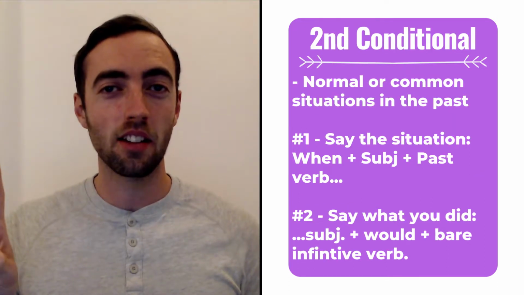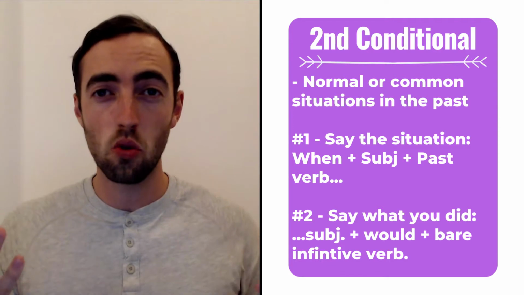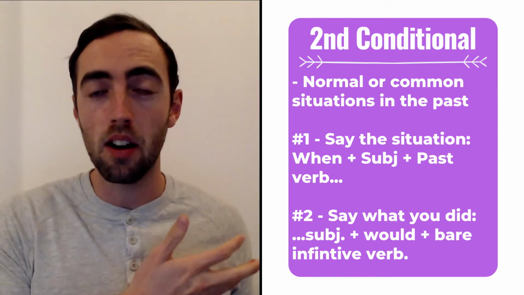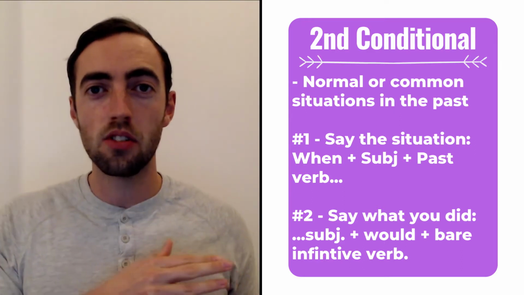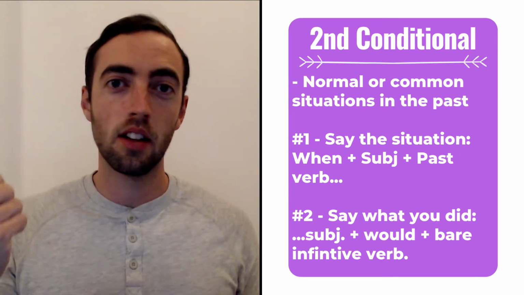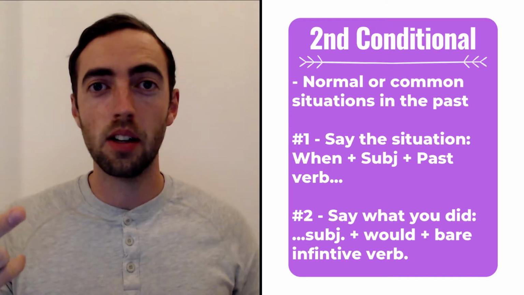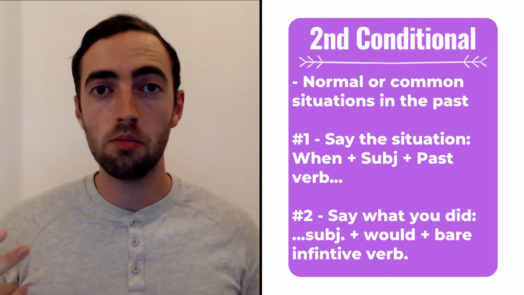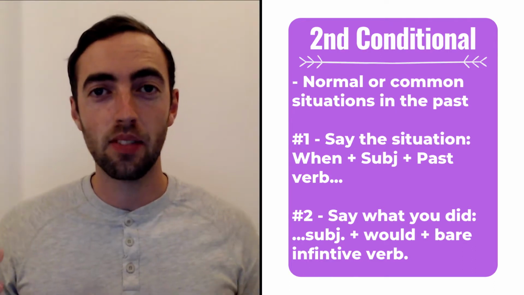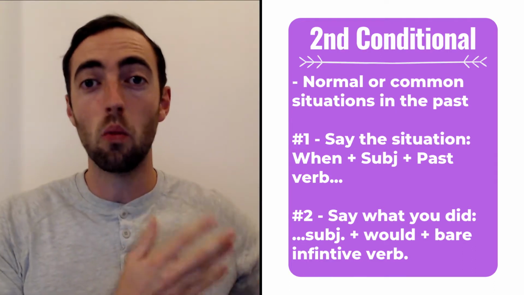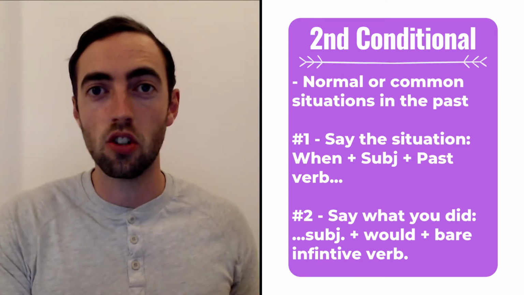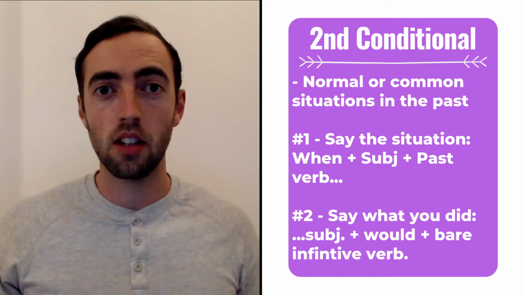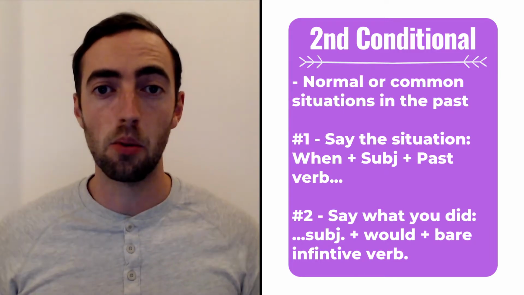I'm using the second conditional to introduce situations that were normal, common, or frequent in the past. I introduce the situation with when, subject, and the past verb. When I was at school, when I was at home, when we were together. After, I explain what we did in that situation. I would study hard, I would play with my friends, we would watch TV, for example.